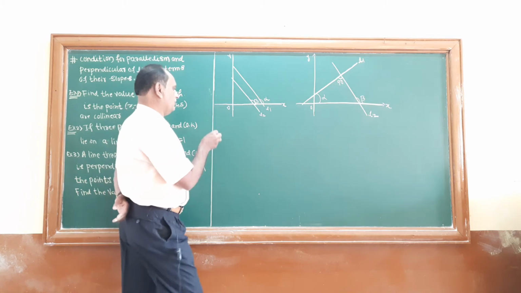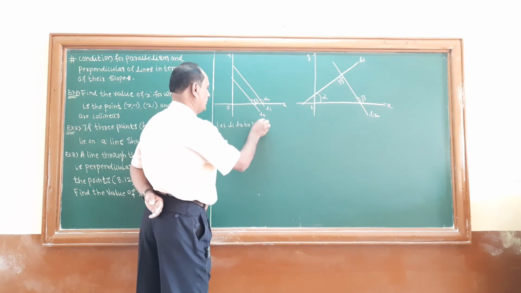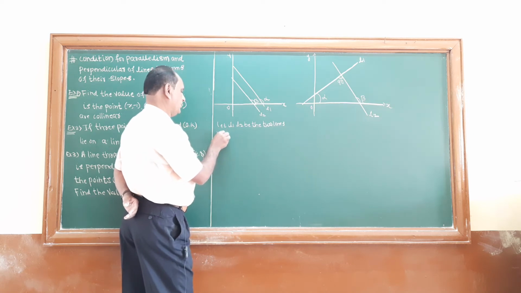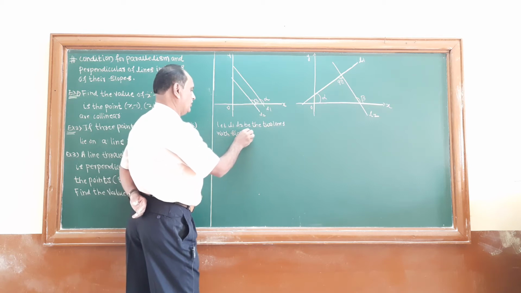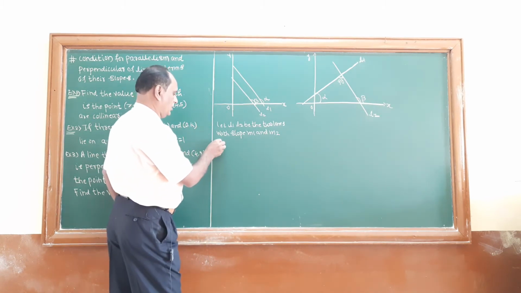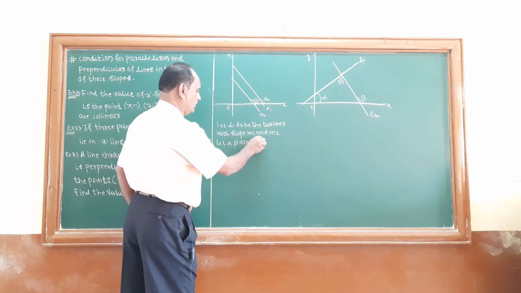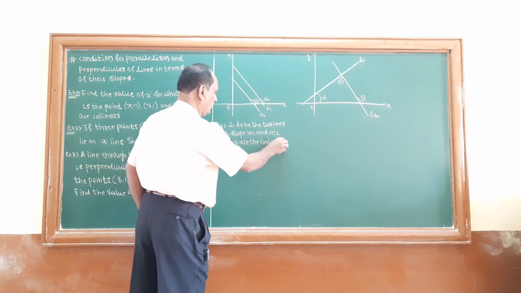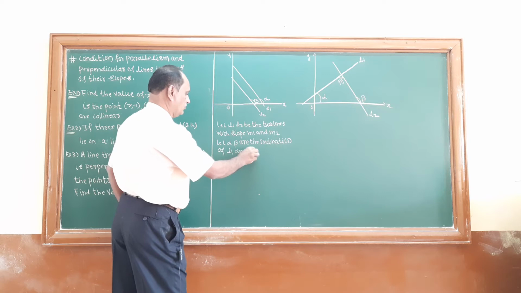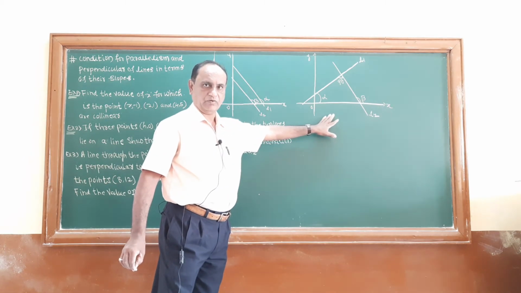For the first diagram, let L1 and L2 be two lines with slopes m1 and m2, and let alpha and beta be the inclinations of L1 and L2 on the same line. The first diagram is for parallelism, the second diagram is for perpendicularity.